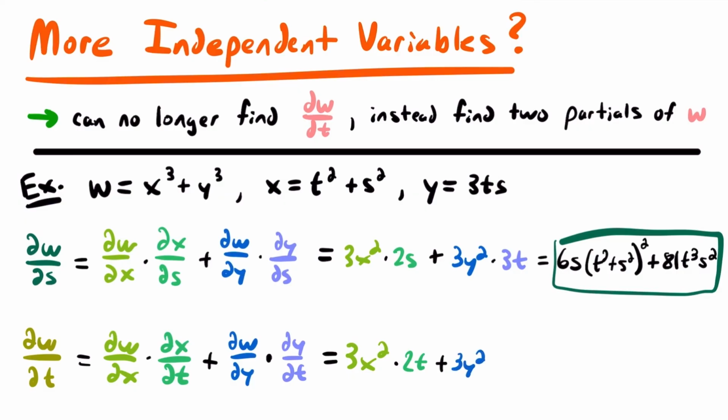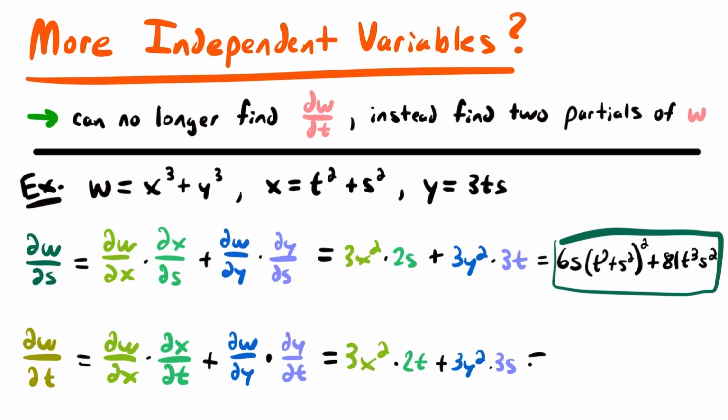It's 3y squared, but then that would be multiplied by the partial of y with respect to t. So looking at y here, treat s as the constant. The derivative of t to the first power would just be its coefficient, which would be 3 times s, so we multiply by 3s.